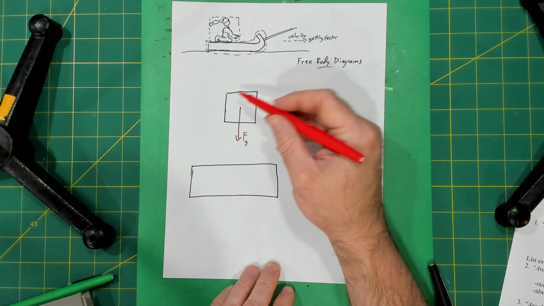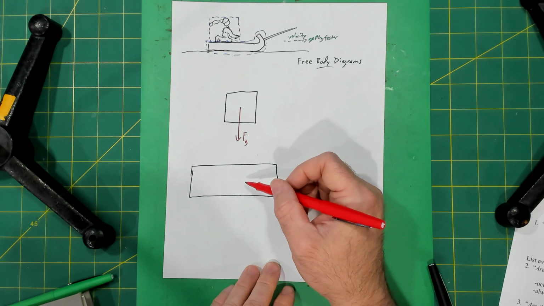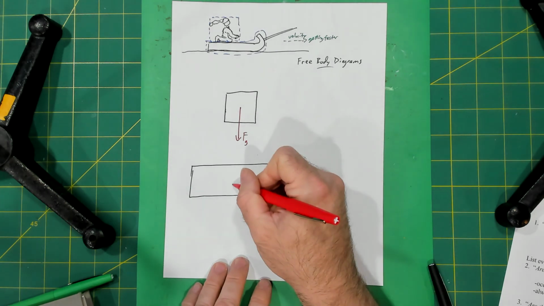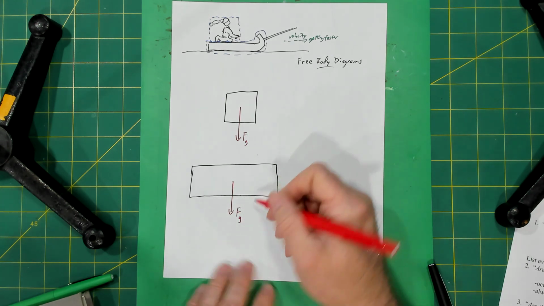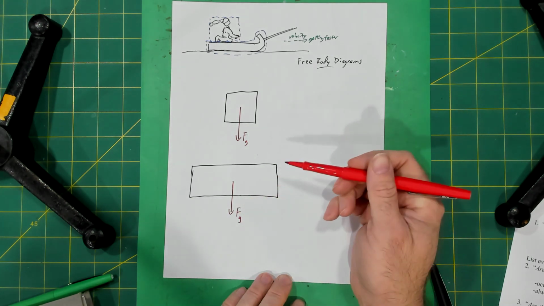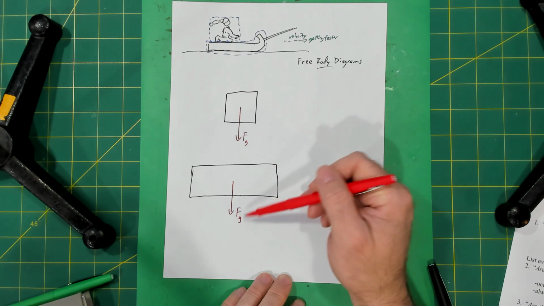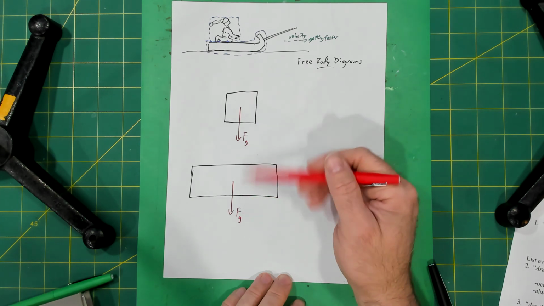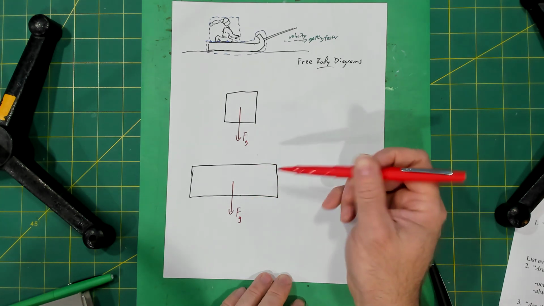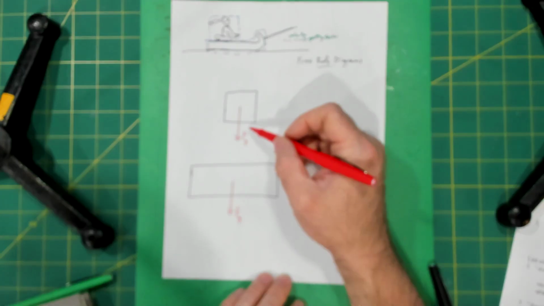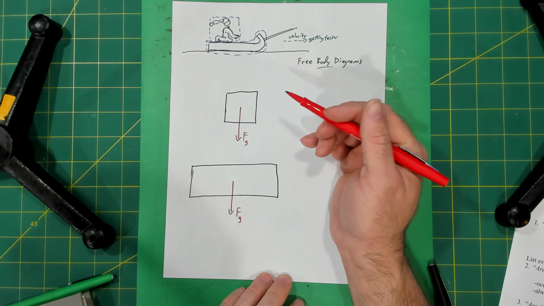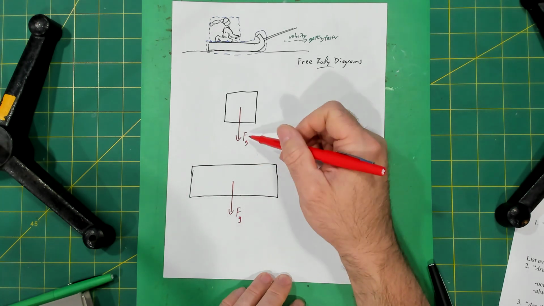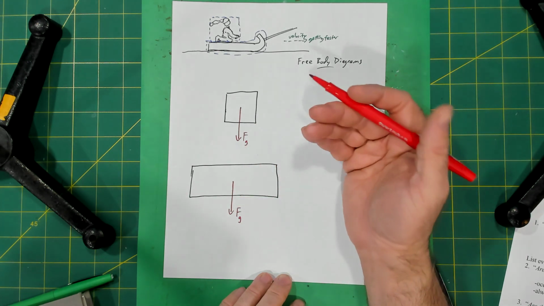Okay, next, what about the sled? Is there a gravitational force on the sled? Sure, the Earth is pulling on the sled, so I'll have a gravitational force on the sled by the Earth. But wait a minute, I've got two arrows and they're both labeled the same. They're both gravitational forces. Do you think the Earth pulls equally hard on the child and on the sled? The answer is, probably not. So I really ought to give each force its own unique name.